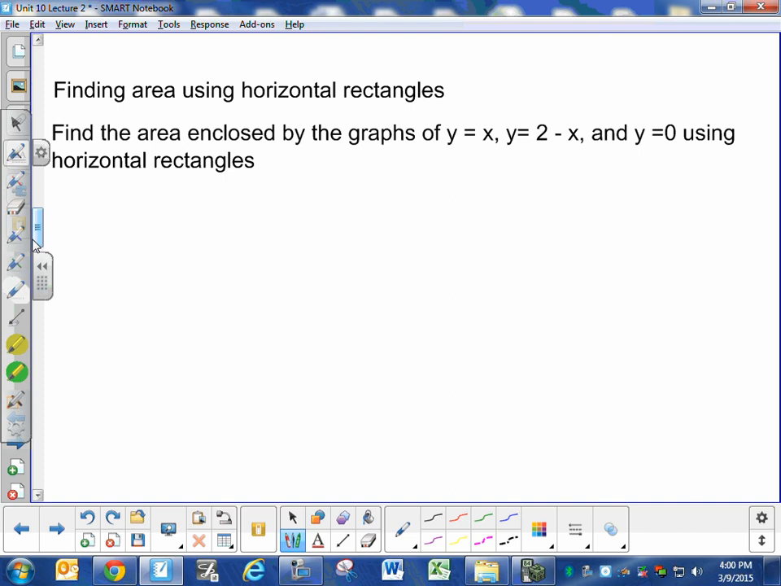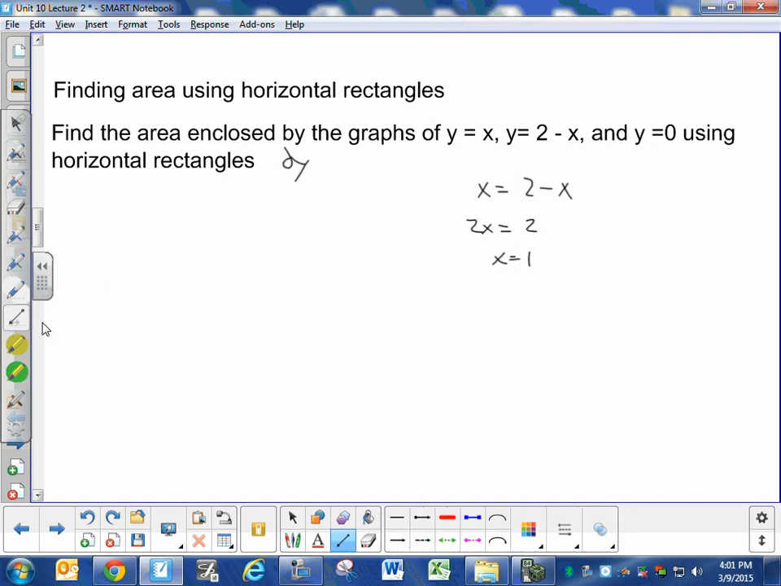So let's do some examples. We're going to find the area enclosed by the graphs of y equals x, y equals 2 minus x, and y equals 0, using horizontal rectangles, so dy. Well, it looks like we have y equals 0, we got y equals x, we got 2 minus x, they're going to intersect at another location. I set these two equal to each other, 2x is equal to 2, x is equal to 1. So x equals 1 is where they intersect.